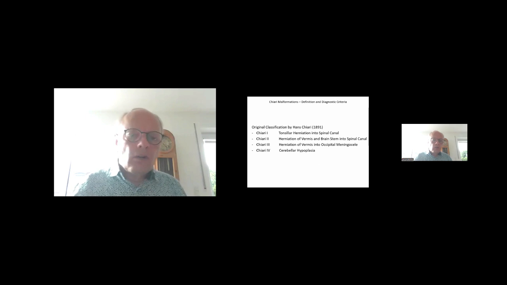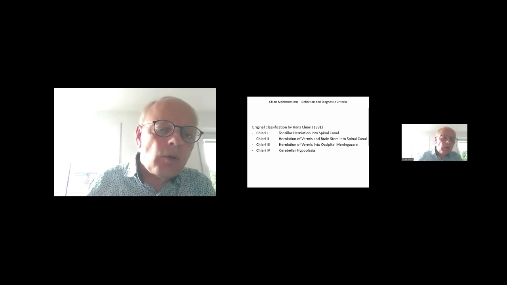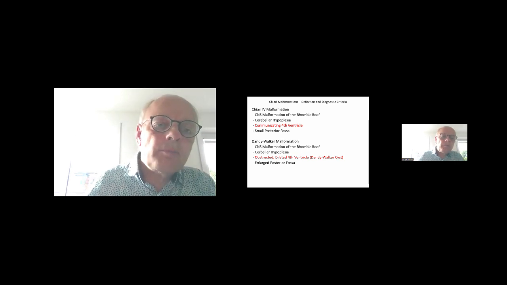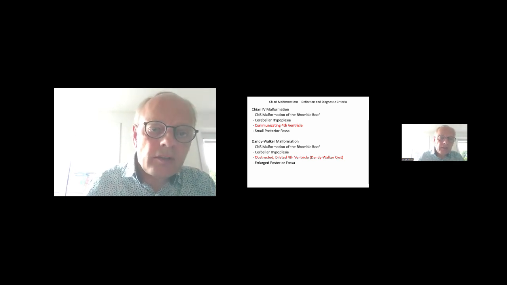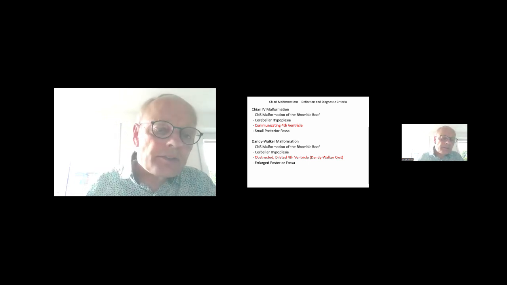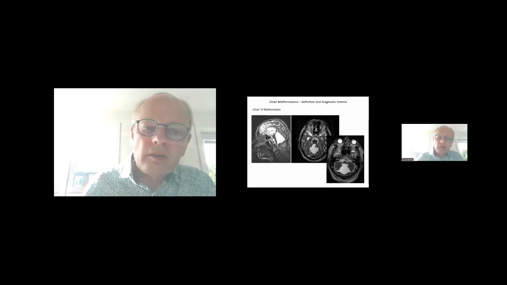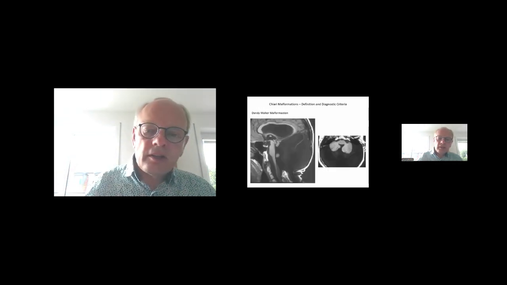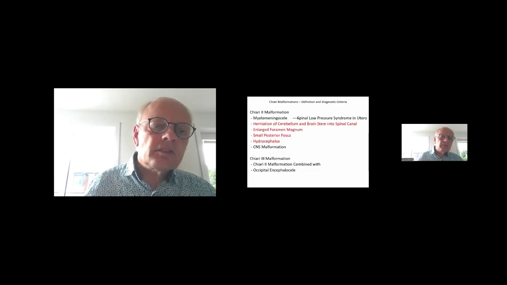Okay, so we already heard about the classification by Hans Chiari, 1, 2, 3, and 4. I can quickly go through it. Chiari 4 is a hypoplasia of the cerebellum with a communicating fourth ventricle. The Dandy-Walker malformation is related to it, likewise with a cerebellar hypoplasia, but an obstructed, dilated fourth ventricle representing the Dandy-Walker cyst. Here you see a Chiari 4 with a normal-sized posterior fossa and no enlargement of the posterior fossa, and here, by comparison, the large Dandy-Walker cyst with the Dandy-Walker malformation, just to define these two signs and types.